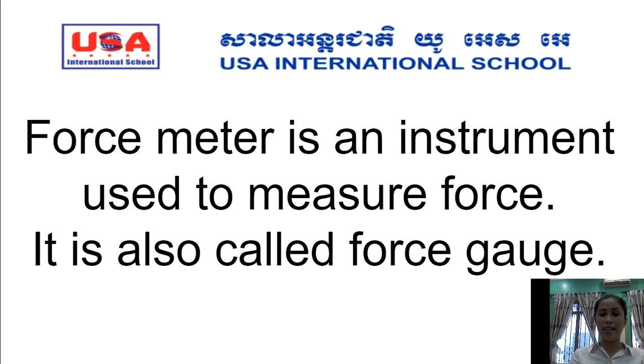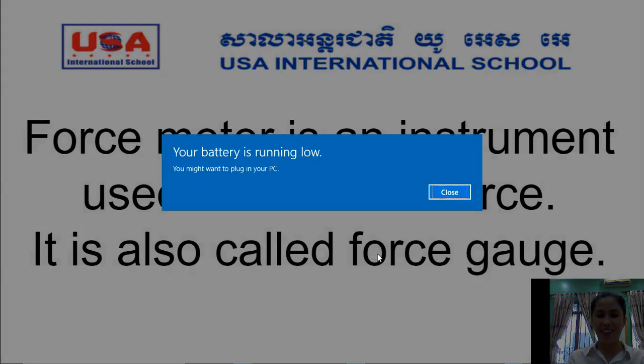So a force meter is an instrument used to measure force, like how much energy you put into something when you push things or when you pull things. A force meter is also called a force gauge. Gauge. I don't know how to pronounce it. I think it's force gauge. You have to look it up. I forgot to look at it.